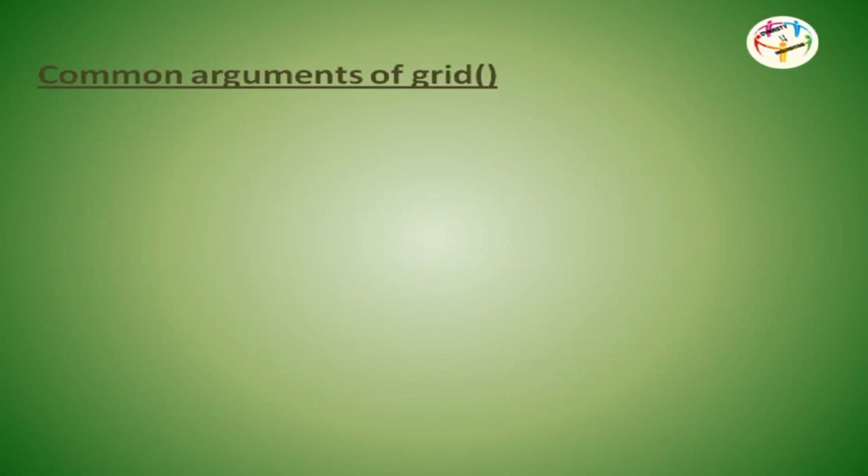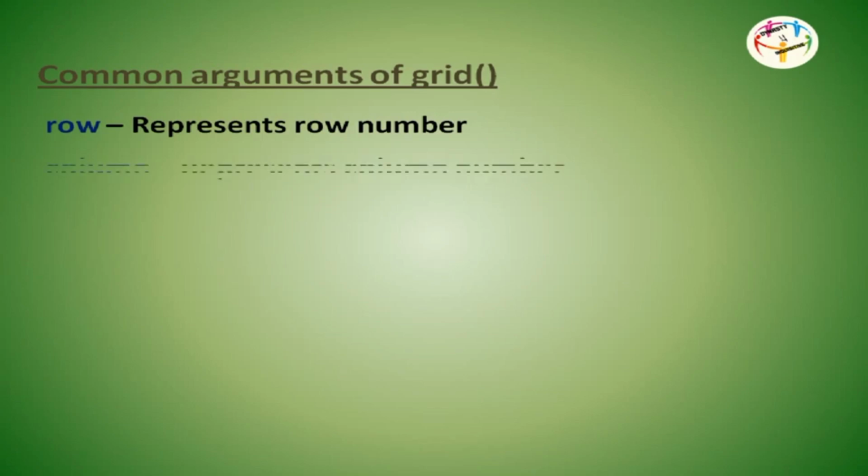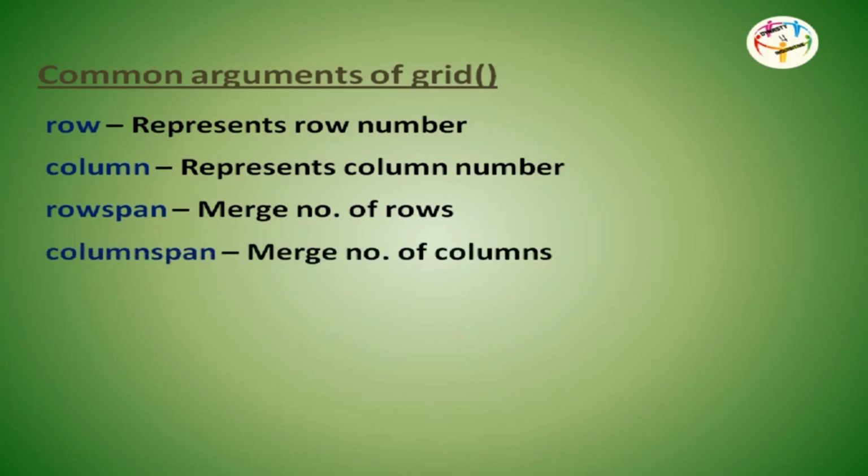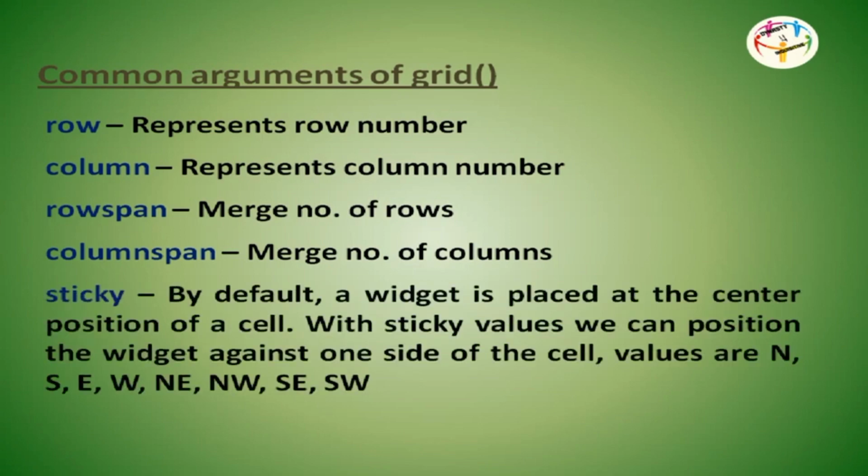So there are some arguments which we can use inside the grid layout method. The first argument is row, which represents the row number, then column, which represents the column number, then row span means how many rows we want to merge, and column span means how many columns we want to merge. Then there is another important option that is called sticky.